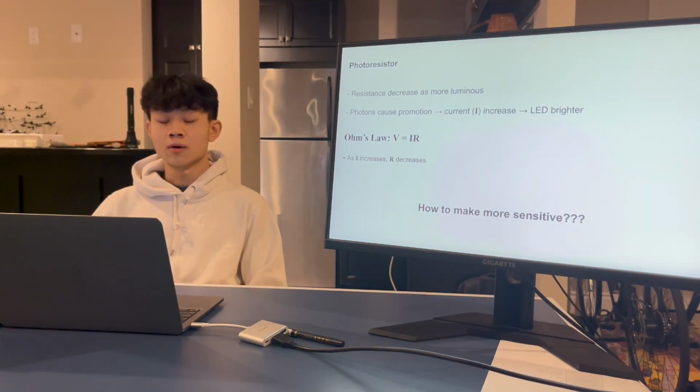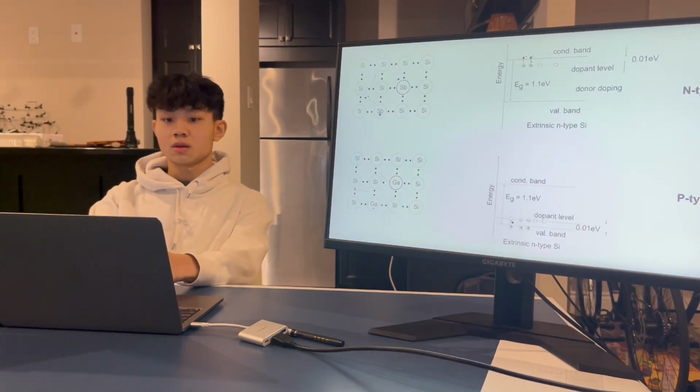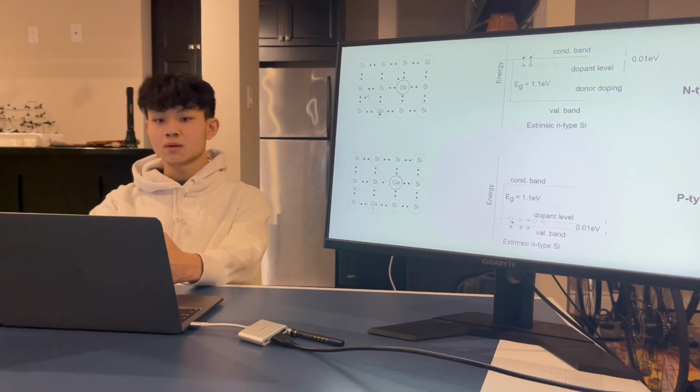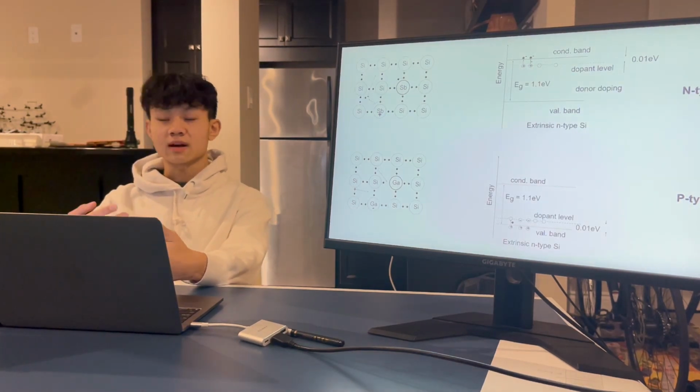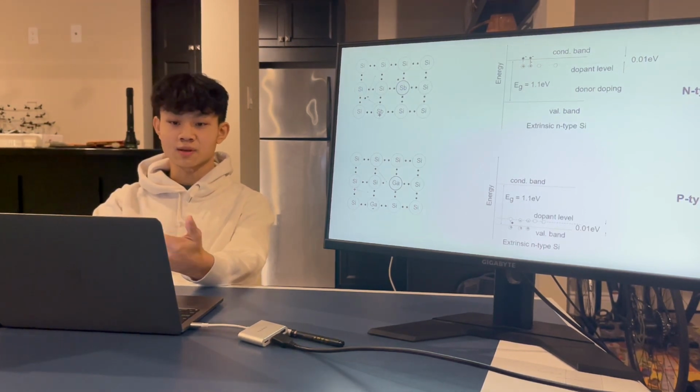Alright, now let's look at how we can make these photoresistors more sensitive. The way we change the conductivity of a semiconductor is by introducing impurities within them. This is also known as doping. So if we introduce something that has more valence electrons than the crystal itself, we will create an N-type semiconductor.